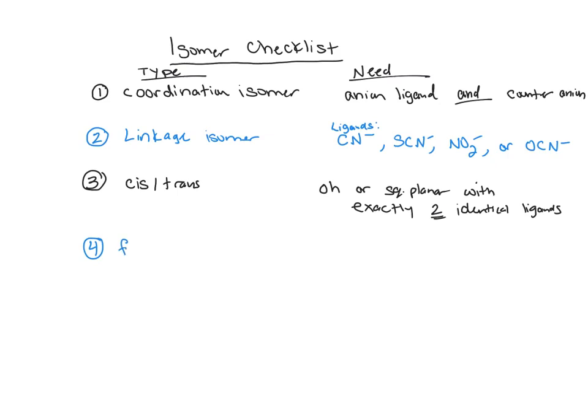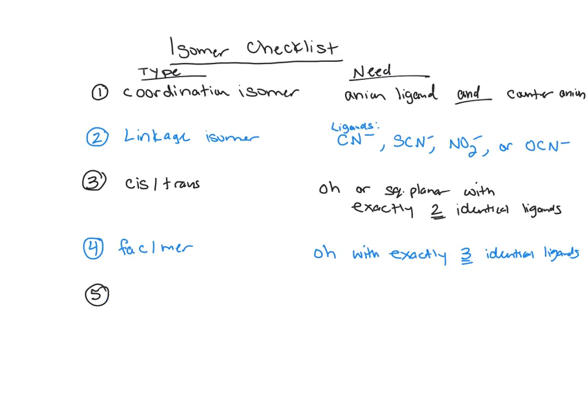The next isomer we discuss, fac-mer. And to have fac-mer isomerism, you must have an octahedral shape with exactly three identical ligands. So I say exactly three because if you have four, you do not have fac-mer isomerism with an octahedral structure. You need to have three of the same exact ligand.